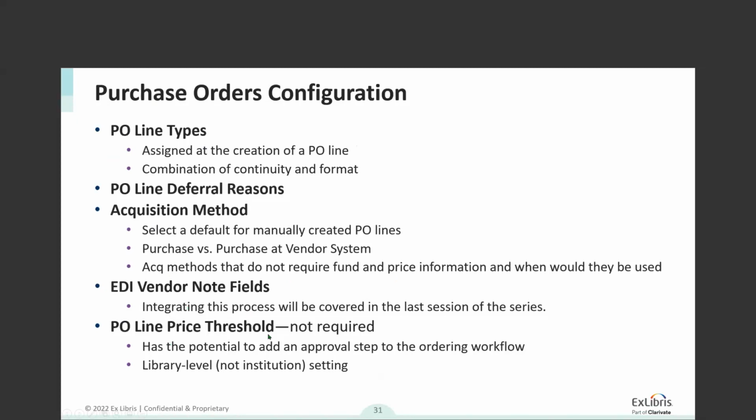PO line price threshold. This is another limit, another checkpoint you can put in place. If something costs over X dollars, it's going to require internal approval in the library. It's set at the library level, not the institution. If you don't have that, don't make another bump in the road for yourself.